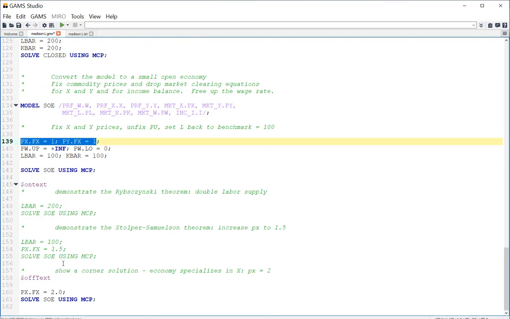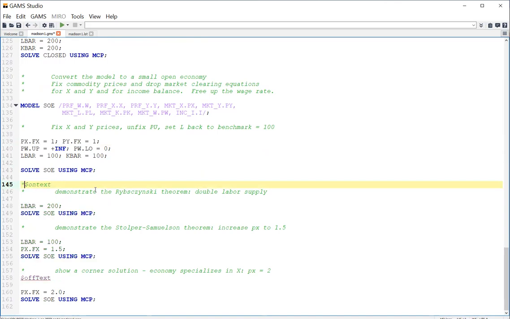we can do two things that you're taught in undergraduate international trade theory. I'm starting off with removing the dollar sign. All right. Which is to see if the Rybczynski theorem you're taught in undergraduate international trade works. And let's see if the Stolper-Samuelson theorem that you're taught in undergraduate trade theory works.